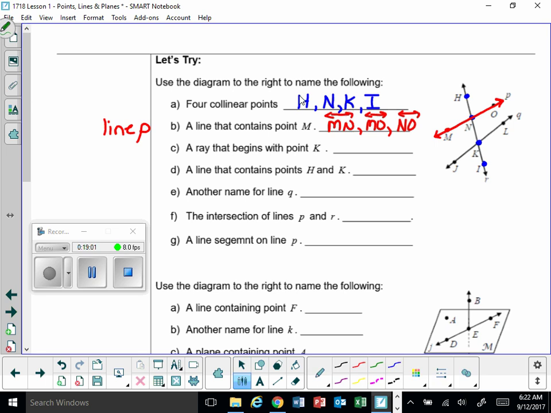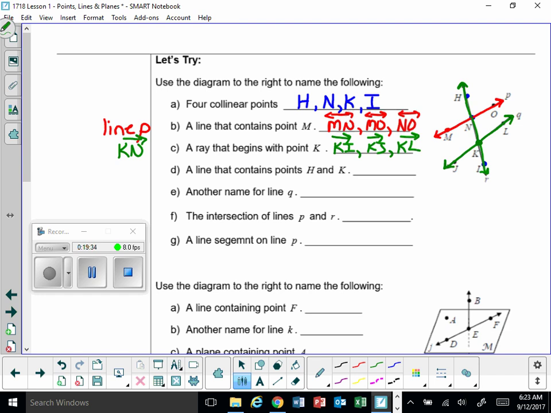Name a ray that begins with point K. Well, here's point K. So I could go ray KI. Ray KJ. Ray KL. I could even say ray KN, or I could call that ray KH. Either name for that last one.